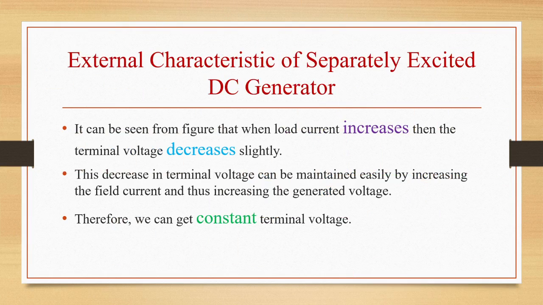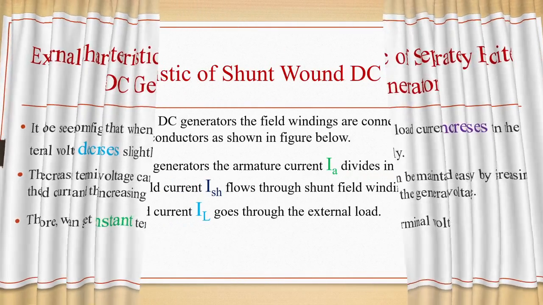So we can see from the figure that whenever load current increases, terminal voltage will decrease slightly, and this decrease in terminal voltage can be maintained easily by increasing the field current and thus increasing the generated voltage. So we will get a constant terminal voltage.